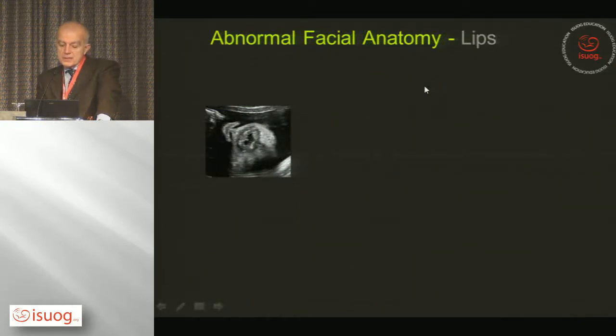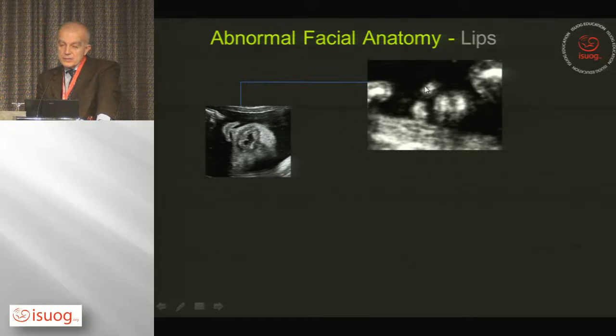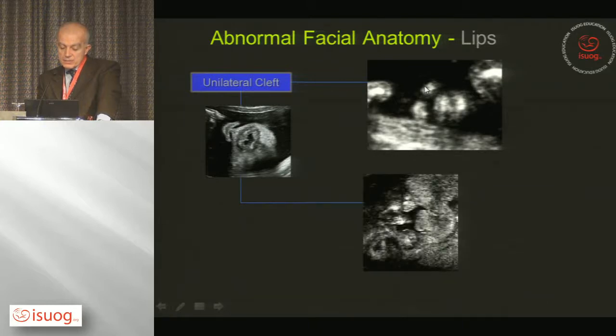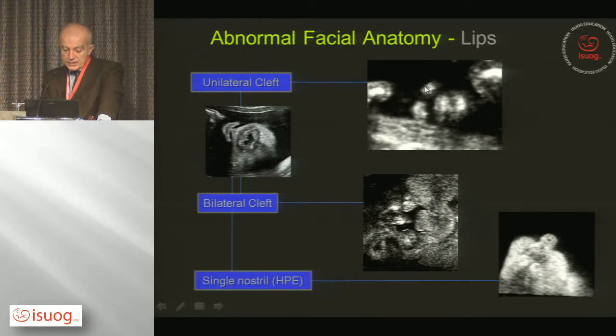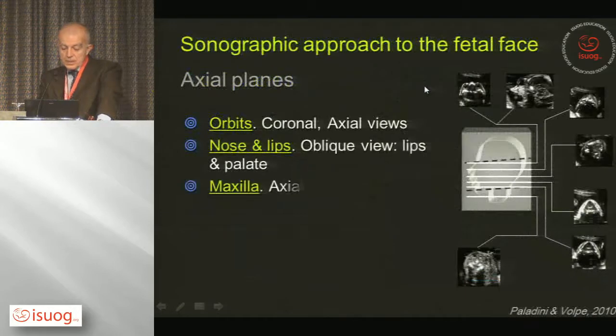If you use the tangential view of the lips and nose on 2D, then of course this is meant to detect unilateral or bilateral clefting, such as these ones, and also very rare abnormalities of the nostrils, such as these single nostrils, which is usually found in association with holoprosencephaly. And I think Gianluigi will cover this issue as well.